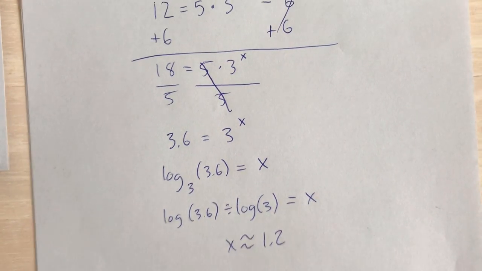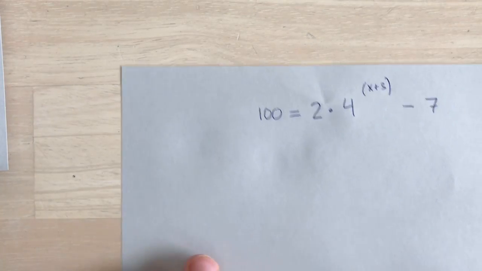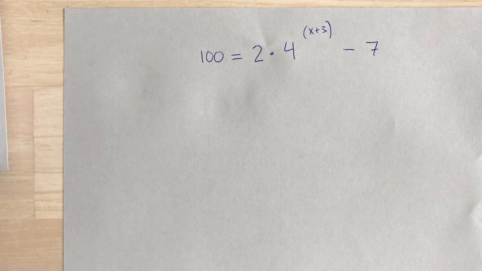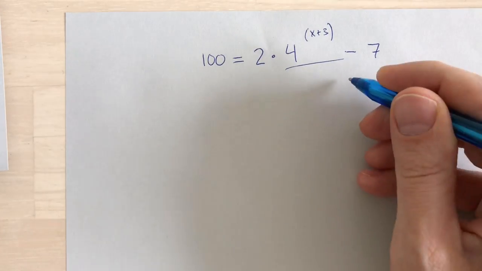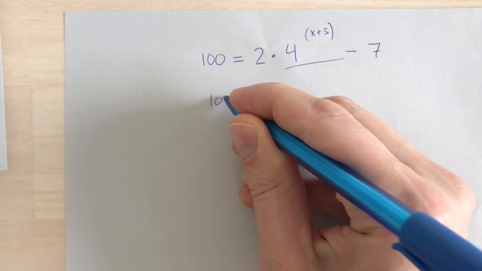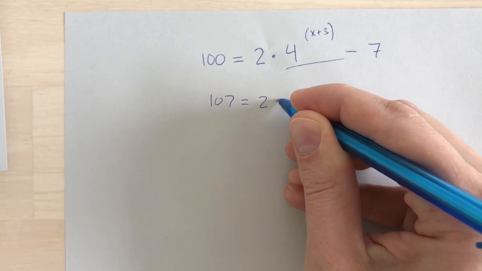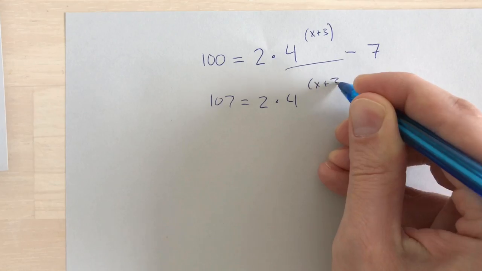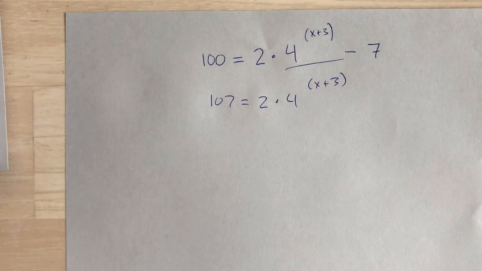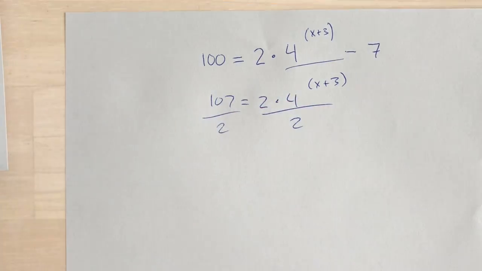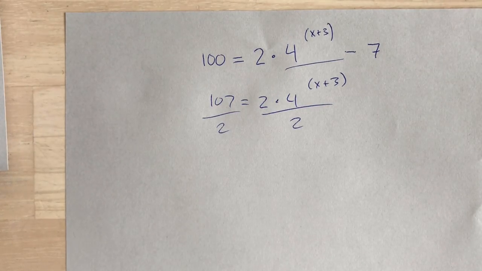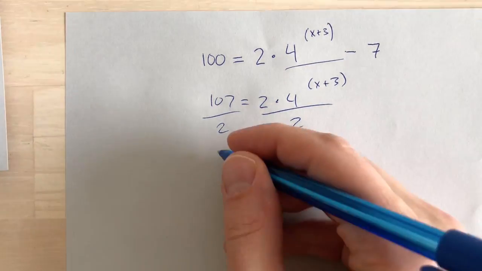Okay. For the second example, let me just real quick pull this out. For the second example, we are going to be doing the same idea, starting again, trying to get that exponent by itself. So we're going to start by adding 7 to both sides. It's going to be 107 equals 2 times 4 to the x plus 3. Next thing we're going to do is we're going to divide by 2 on both sides. So divide by 2, divide by 2. 107 divided by 2 is 53.5.